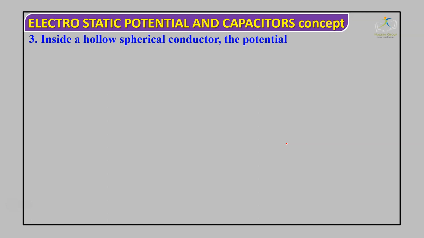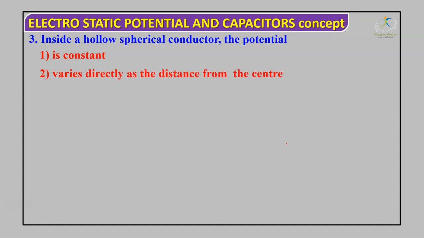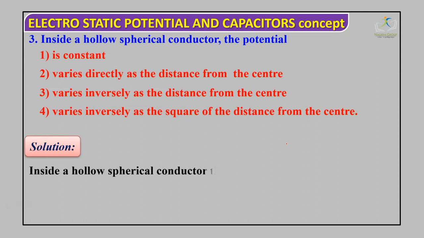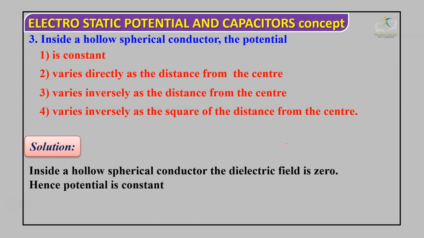Inside a hollow spherical conductor, the potential is constant, varies directly as the distance from the center, varies inversely as the distance from the center, or varies inversely as the square of the distance from the center. So, let's see the solution. Inside a hollow spherical conductor, the electric field is 0. Hence, potential is constant. So, we can say that the correct option is option 1.